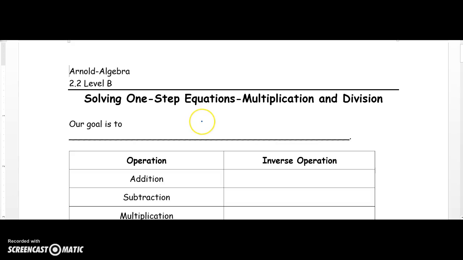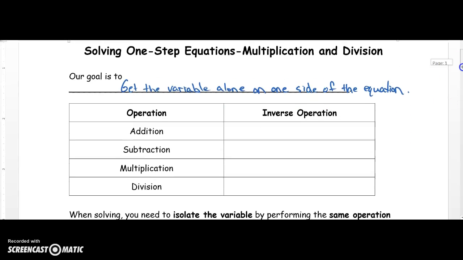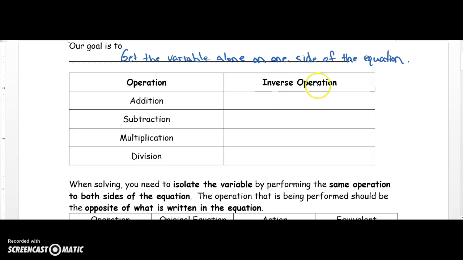To recap yesterday, our goal is to get the variable alone on one side of the equation. Okay, nothing has changed since yesterday. We are still doing the same thing. Like I said yesterday, we have to do the inverse operation, or the opposite operation. The opposite of addition is subtraction. The opposite of subtraction is addition.